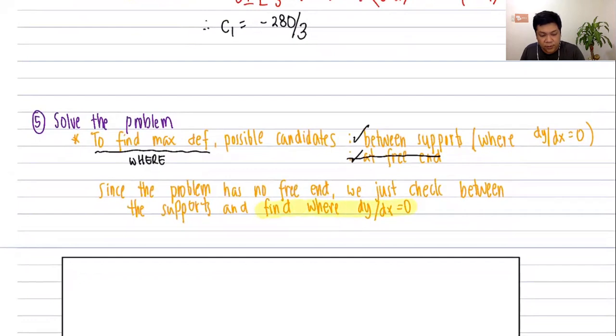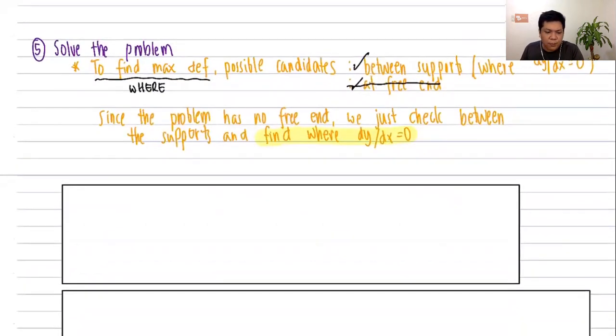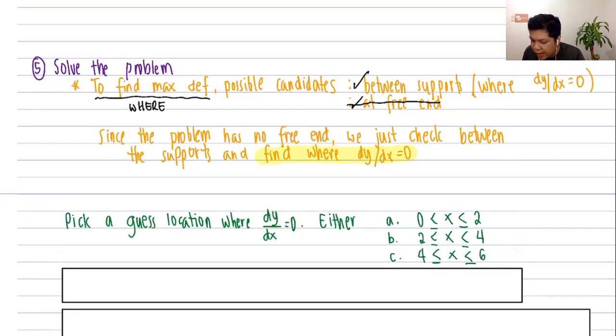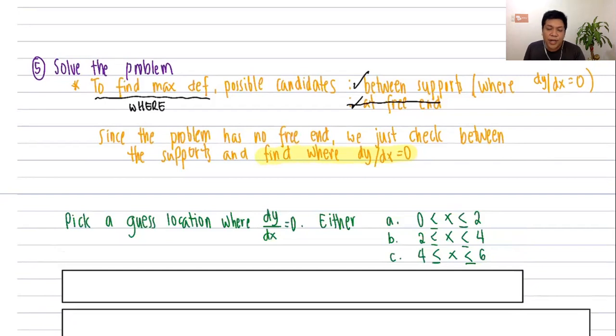Now, if we look at the problem, kindly go back to the problem. I need to pick a guess location where dy over dx is equal to 0. Based on the loading conditions, there are actually 3 possible locations. I can either say that dy over dx is 0 between 0 and 2 meters, between 2 and 4 meters, or between 4 and 6 meters. This is due to the difference in loading per span of that beam.